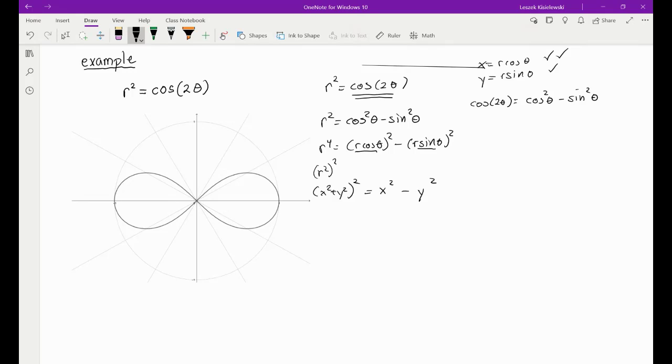minus y squared. Okay, and this, if I look at this equation in rectangular coordinates, I don't recognize what the graph of that is at all. In fact, it's this infinity kind of symbol looking thing. It's a bow tie looking thing. So we can't always write down the rectangular equation corresponding to our polar equation and recognize what it looks like. We would have to learn how to graph those some other way.